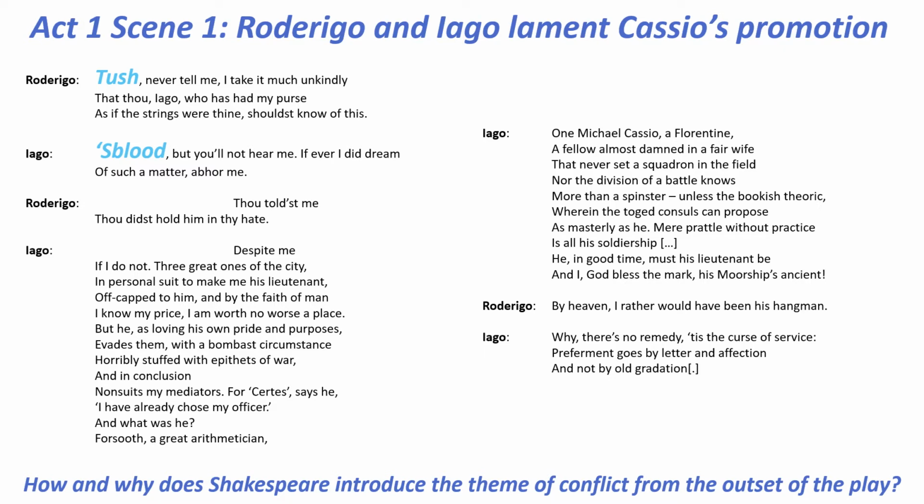And if we look a little bit more closely at this, the first word of the play, as I've said, is a mild kind of curse word. So Roderigo says tush and Iago says blood. So this is instantly introducing the idea that these characters are kind of angry, they're conflicted, they're going to be involved in the conflict of the play, and that there's going to be quite a lot of debased behaviour in the play.